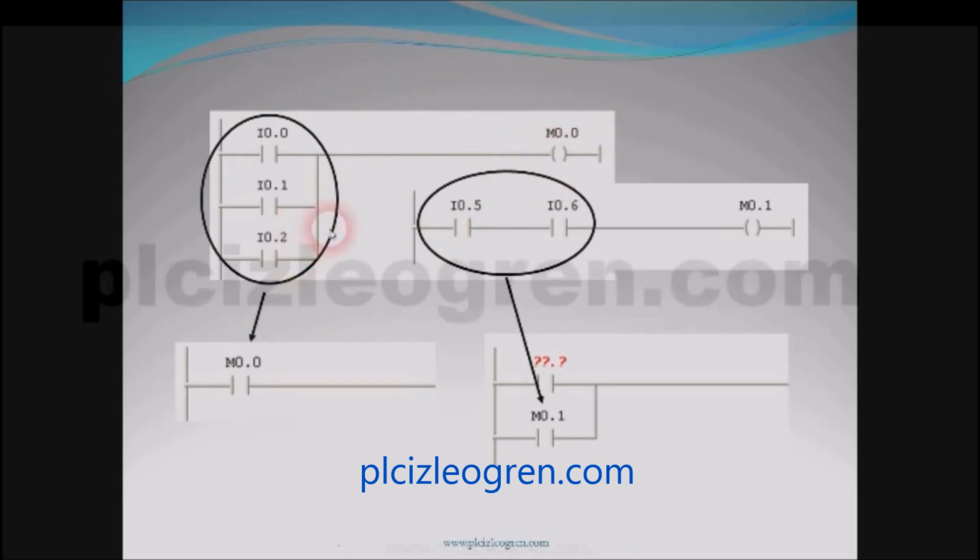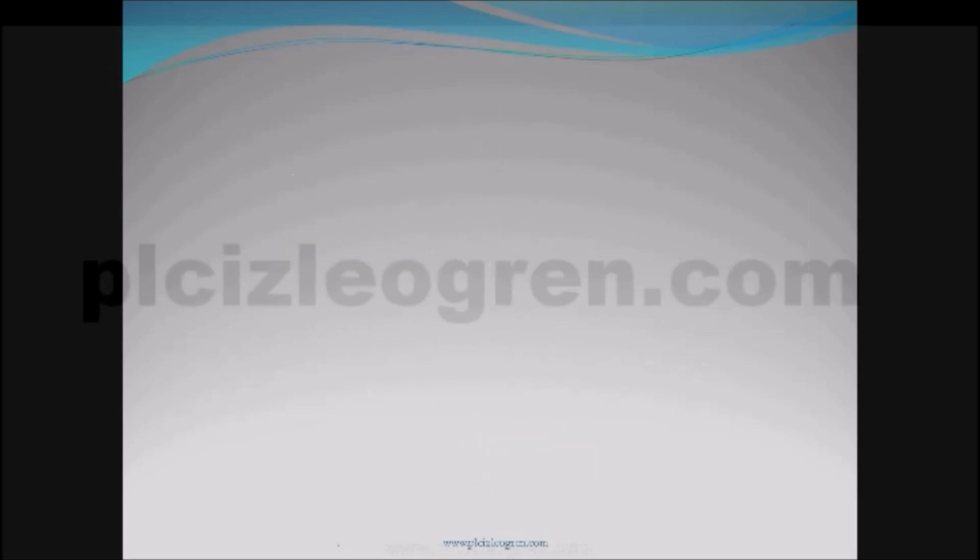Let's imagine there are 50 operations and the results of these operations are transferred to Merker space. Instead of writing those operations again and again, you can use whatever address you assign. In this way, we have a simplified program.